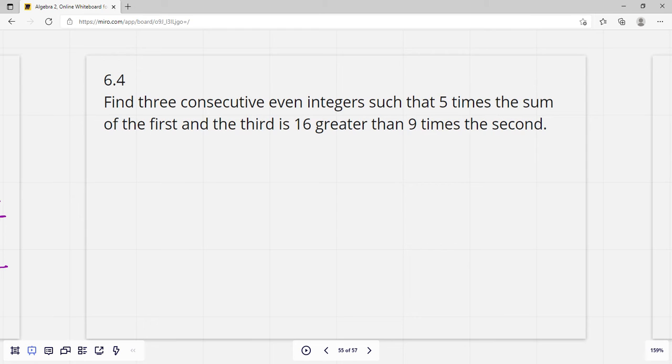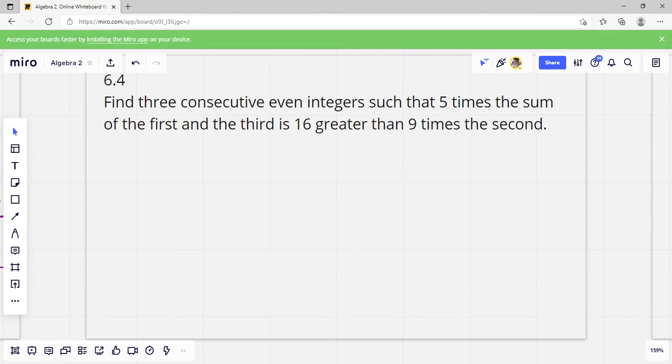Alright, consecutive integers. Find 3 consecutive even integers. Now consecutive means numbers in a row. Count like 1, 2, 3. They're going in a row. But if we had even integers, that would be like 2, 4, 6, 8. Okay, so we need 3 consecutive even integers.